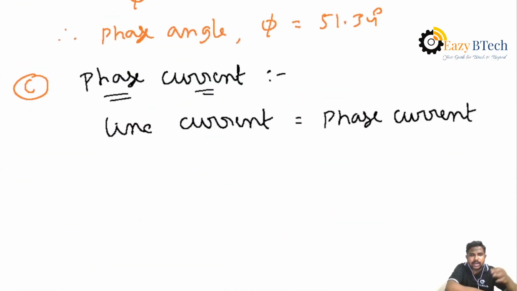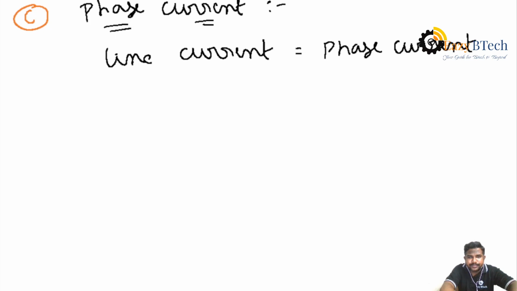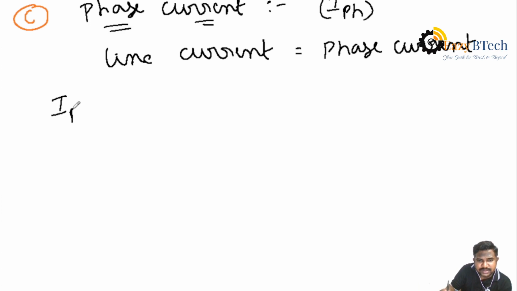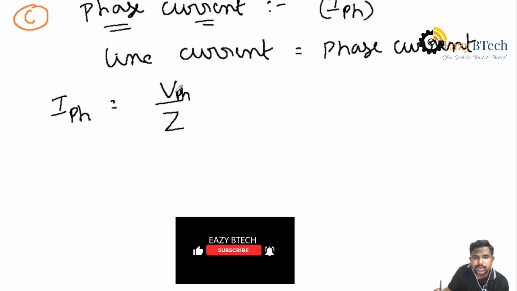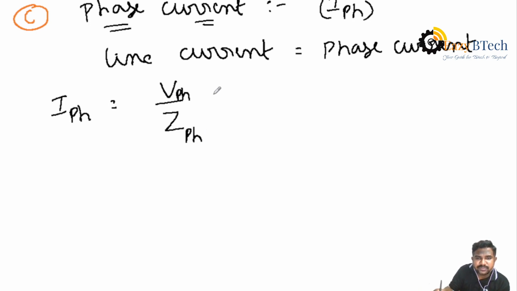That's why you have to calculate both values at a time, or after finding the phase current, you can find out the line current. In this problem, the phase current, denoted by the symbol IPH, equals, from Ohm's law, V equal to I into Z. From that, I equal to V by Z. It is a phase value, so you take the phase voltage and automatically the given impedance is the phase impedance.